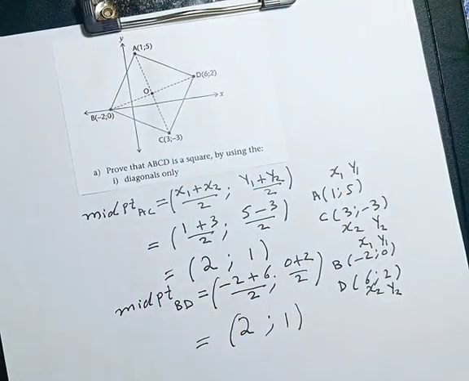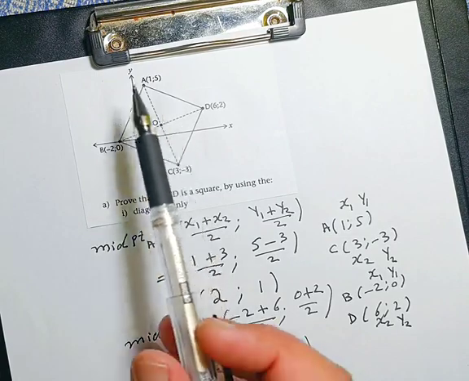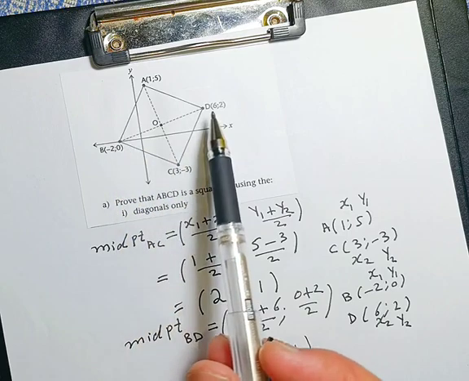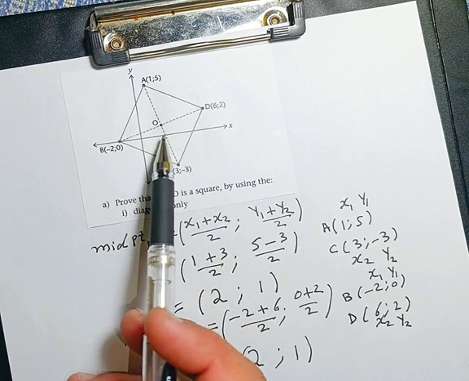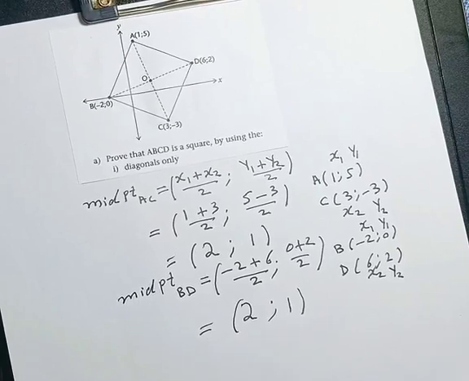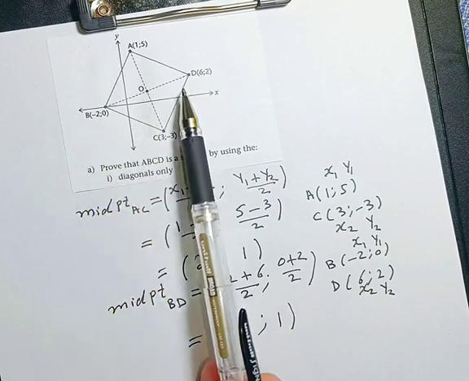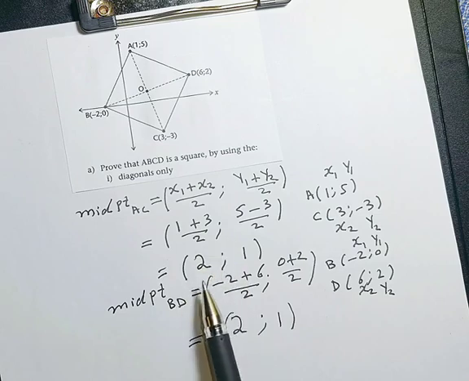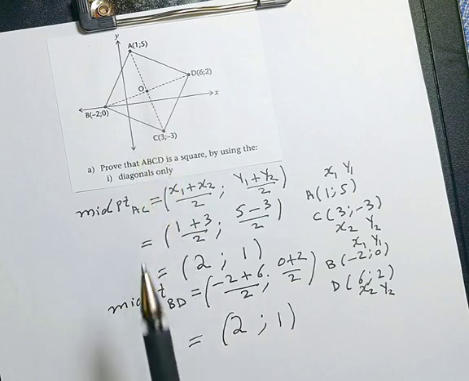So which means, you can see the midpoint of AC and the midpoint of BD are equal, the same, 2 and 1, so which means they bisect each other at O. So this is a parallelogram, right? Both diagonals bisect each other at O. So this is a parallelogram. Now we have proved this is a parallelogram.